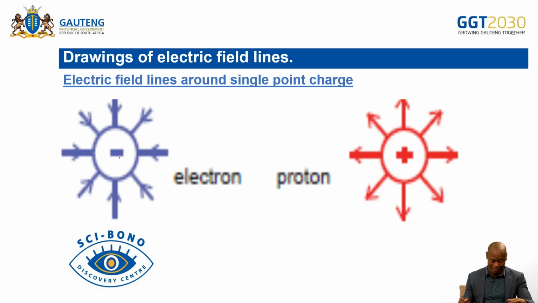And how do we get the direction? Use a positive test charge. Will this positive test charge move towards or away from this negative charge? Obviously, it will move towards. Hence, the direction is like this, right?